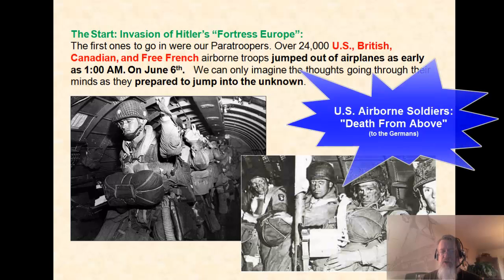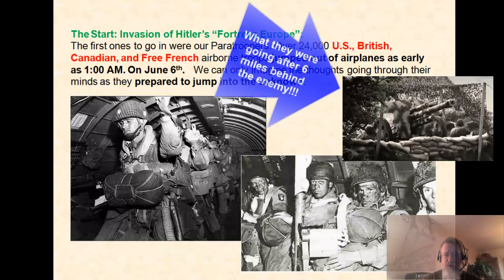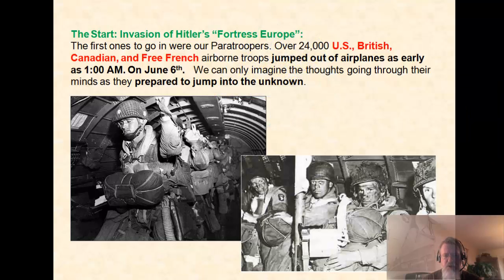And here are the men who went in first. The first troops to start the invasion of Hitler's fortress went in at about 1 o'clock in the morning on June 6, after the attack had been delayed because of bad weather. They sent in our airborne troops. Their job was to jump behind enemy lines, create confusion, attack from different directions, and try to take out some of the cannons that were miles behind the front line that would be firing at our boats as they came in.